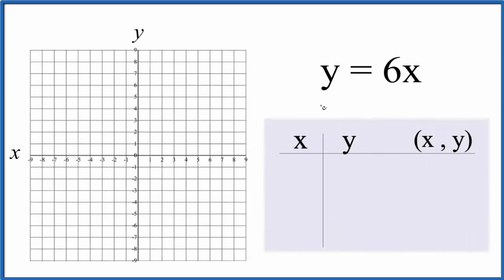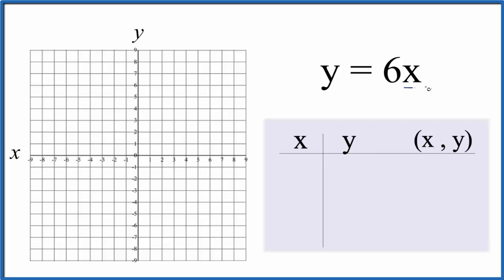Let's graph the linear equation y equals 6x. And we'll do it two ways. First, we'll put some values in for x, find the corresponding values for y, and then we'll graph those points, and that'll give us this equation y equals 6x. Then after that, we'll look at the slope-intercept formula just to check our work.